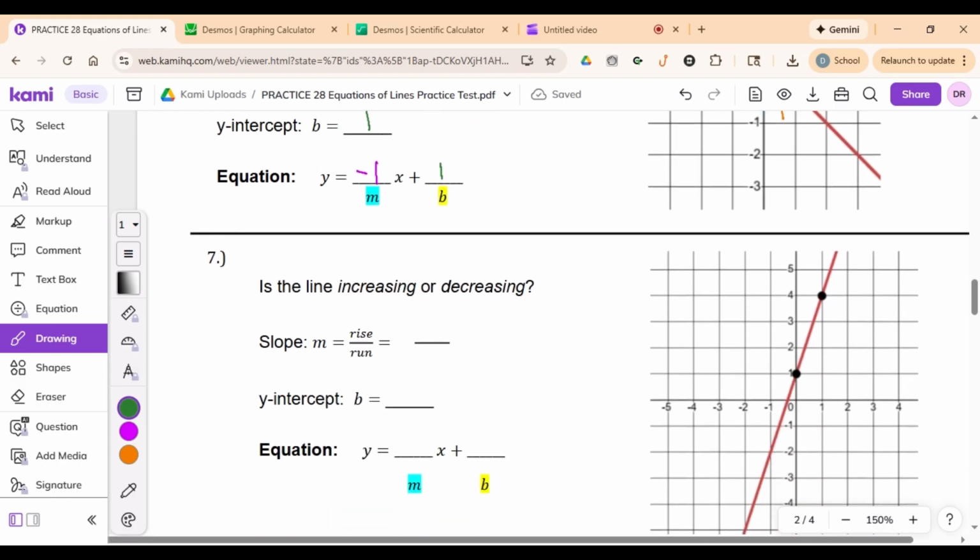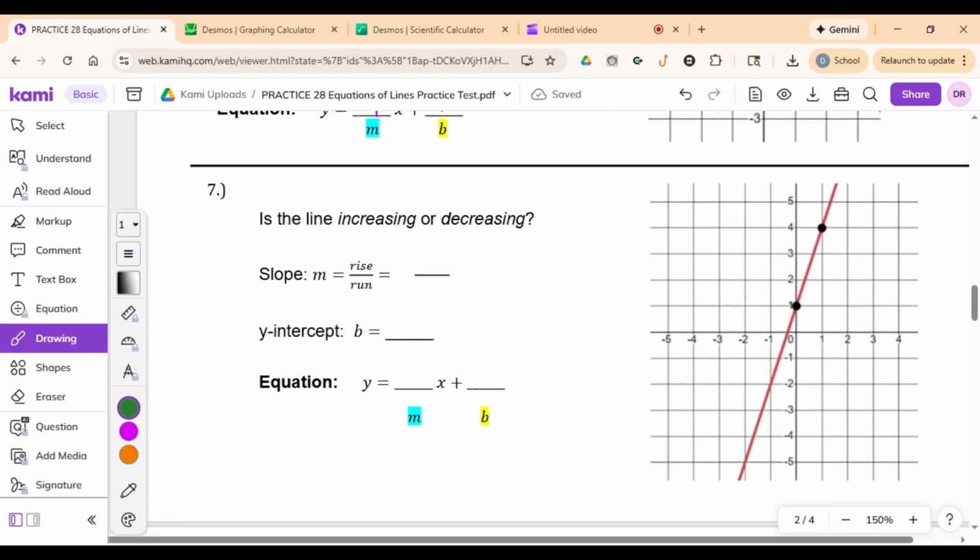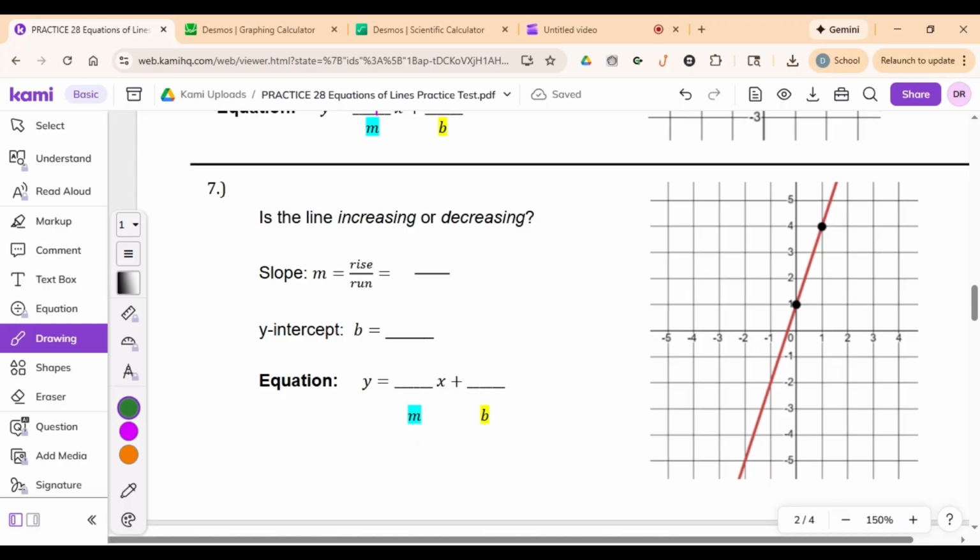All right, one more just like it. Number 7, new line, but same task. Can we write the equation of this line? So looking at these 2 points, we see the line is starting low, and as we go across, we have to move up to follow that line. So that means this time we have an increasing graph. Because it's increasing, we're going to have a positive slope.